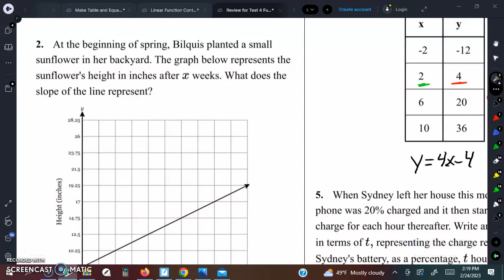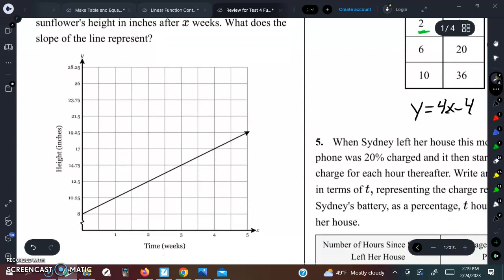So the slope is rise over run. And this is going up from 8 to 10.25. That's 2 1/4 over 1, so it's going up 2.25.